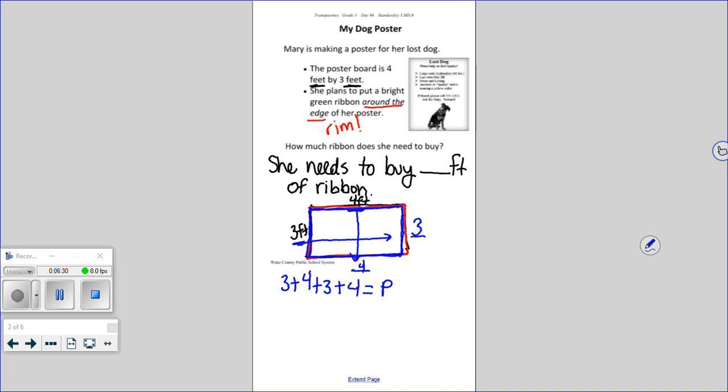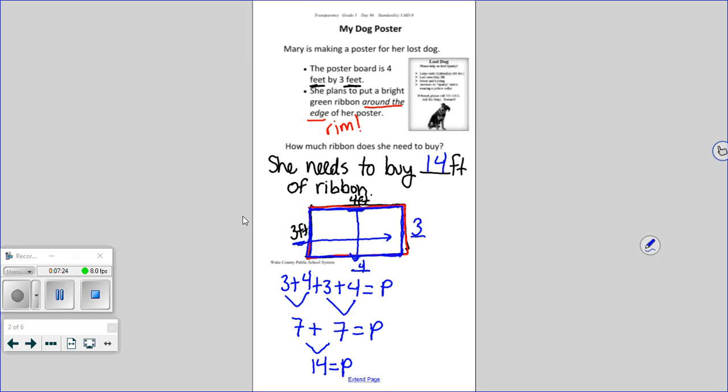Alright, so now I'm going to add up. However you want to add up is fine. I don't see any easy make a tens, so I'm just going to double. 3 plus 4 is 7. Plus my other side is 7. My perimeter. From there, I just double my 7s. Which gets me to 14. So my perimeter is 14. Then I can use that information to figure out how much ribbon she needs to buy, because I'm using my ribbon around my poster. That's the perimeter. She needs to buy 14 feet of ribbon.